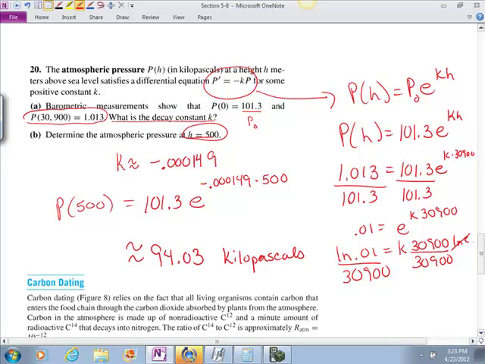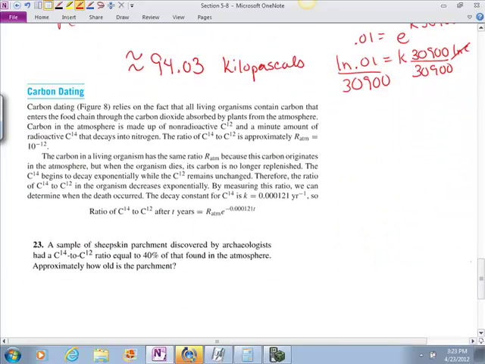Okay. All right, now one of the main, or a real popular thing that exponential growth, or in this case exponential decay, is used for is carbon dating, which is kind of to see how old fossils and artifacts are. And it relies on the fact that all living organisms contain carbon that enters the food chain through carbon dioxide absorbed by plants from the atmosphere.